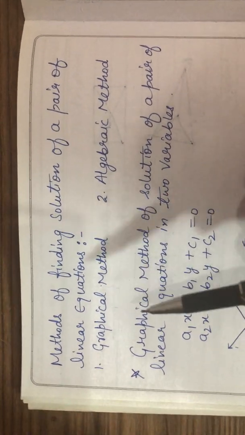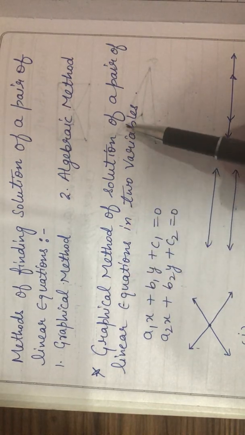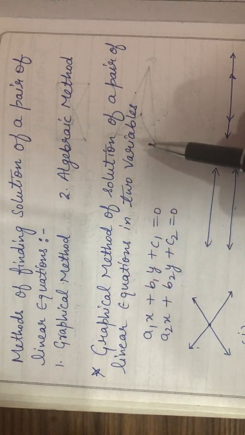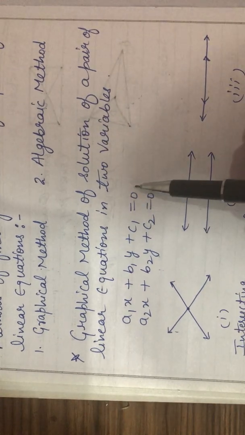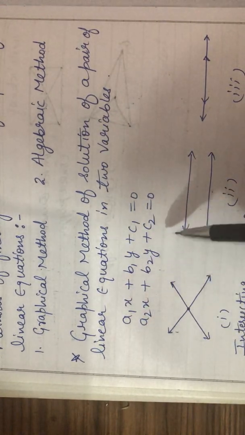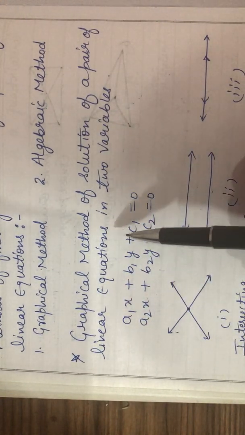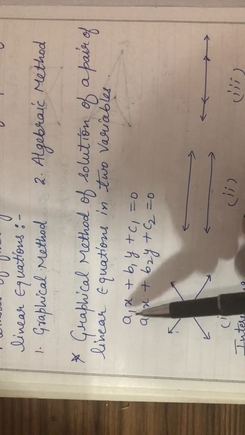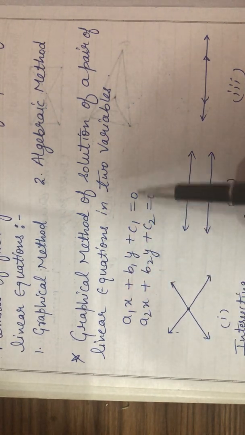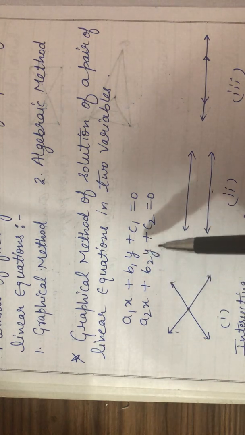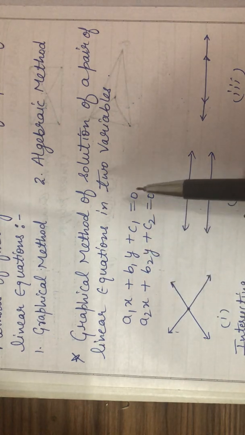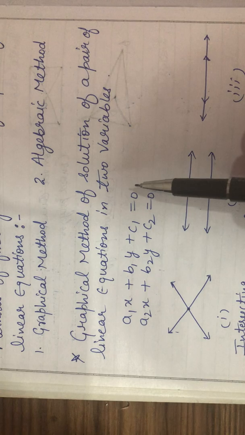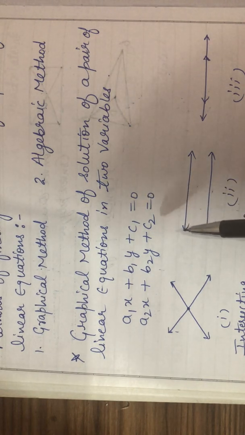In this module we are going to discuss the graphical method of solution of a pair of linear equations in two variables. As you all know, in the previous module I explained the general form of a pair of linear equations in two variables: a1x plus b1y plus c1 equal to 0, a2x plus b2y plus c2 equal to 0. This is the general form.